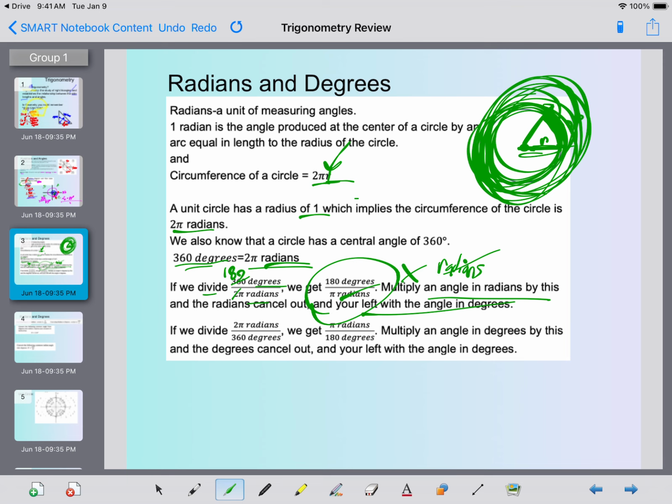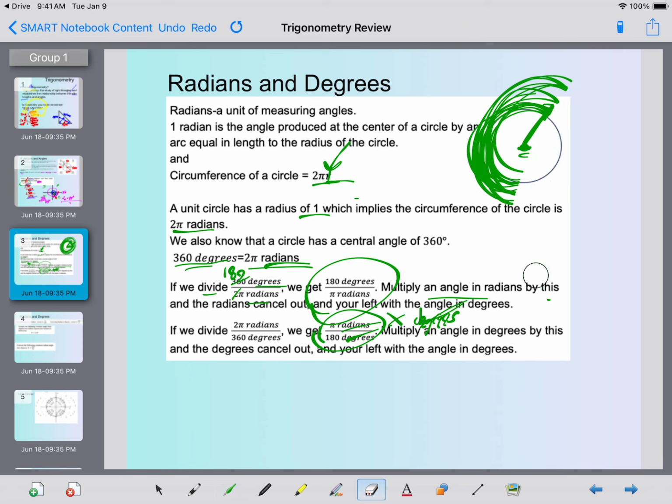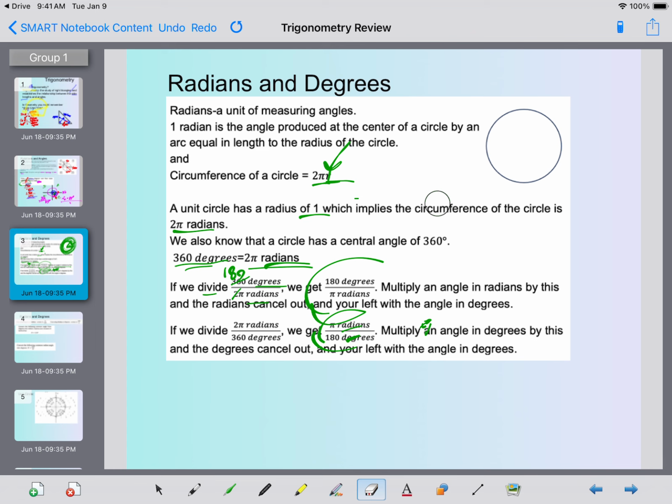Let's say we did the reciprocal of that: 2 pi radians over 360 degrees. That would simplify to pi over 180. If you multiplied an angle in degrees, let's say you had x degrees, degrees would cancel out, and you would be left with the answer in radians, the angle in radians. So that's all degrees and radians are.